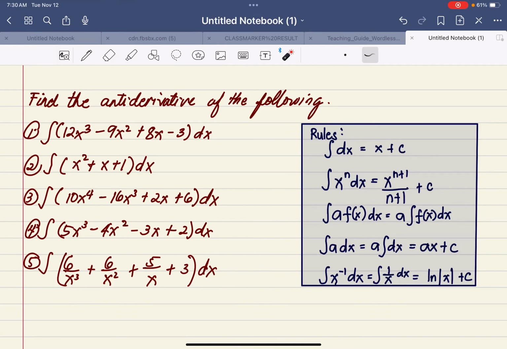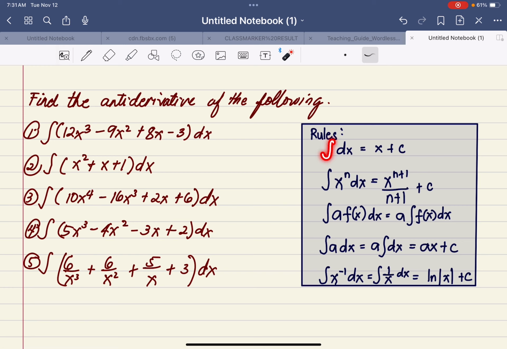Hi everyone, let's solve this antiderivatives of function. Find the antiderivatives of the following polynomial function. Oh, this is not a polynomial function. This is a rational function. But before that, what are the rules?